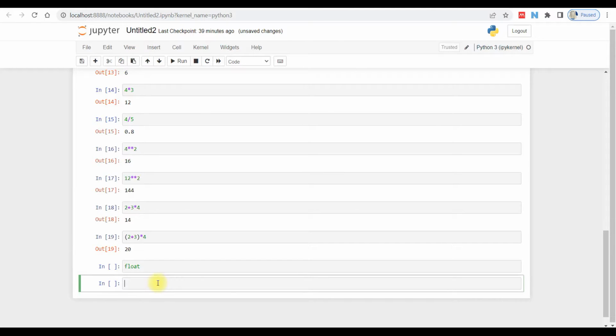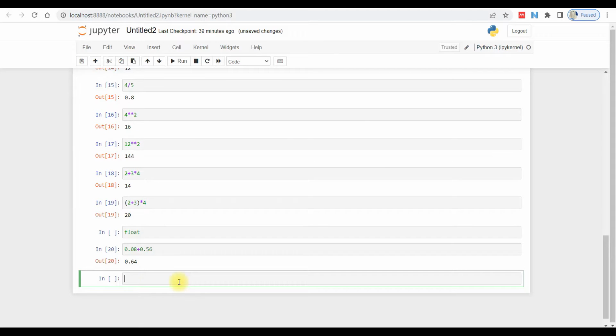Normally, suppose I say that I want to add two values. Same as we do addition, subtraction, multiplication, division. Suppose I say 0.08 plus 0.56. These are the two floating point values that I am adding. Then shift plus enter, you find it is giving you the value 0.64. This is the addition part.